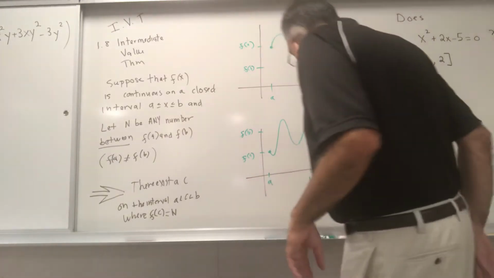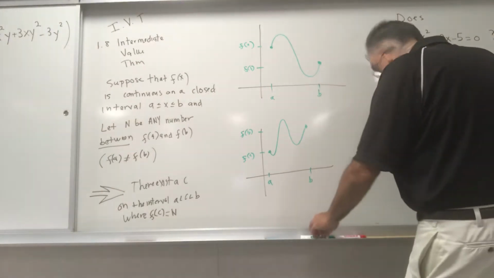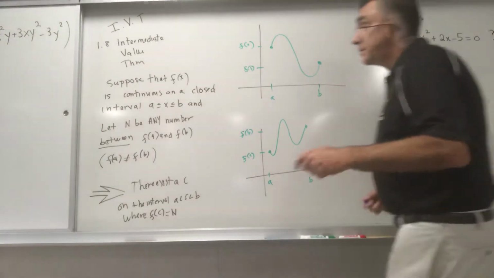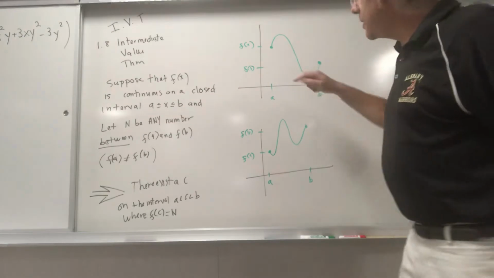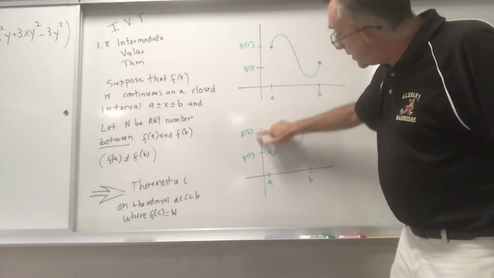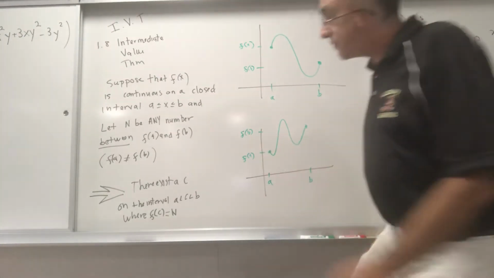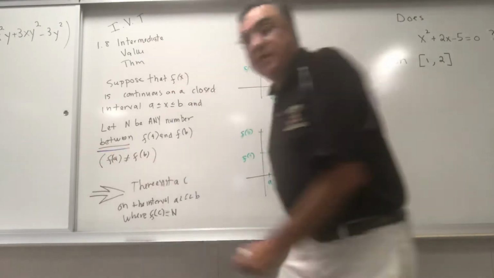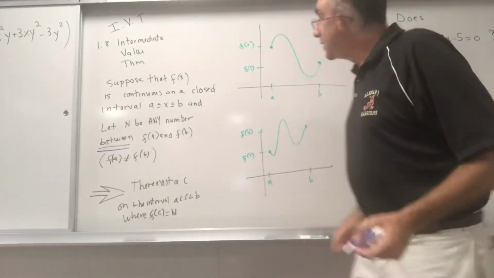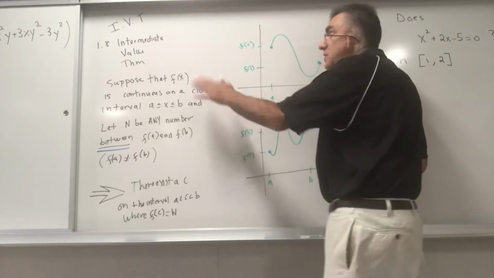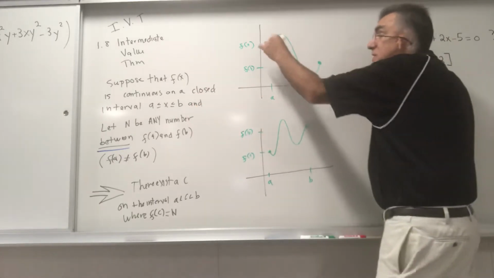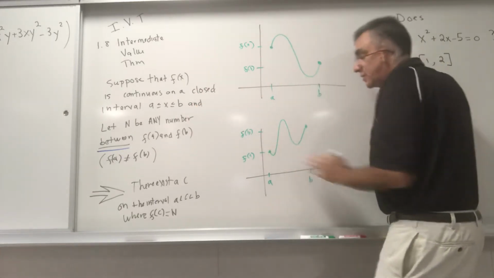Here's what it's saying. If you have a function, let's do an example here. Now, I'm going to do one where f of A is bigger than f of B, and then one where f of B is bigger than f of A, to illustrate this idea of betweenness, right? So the theorem says it's got to be a closed interval, and we just discussed that. This is a nice closed interval, so is this one.